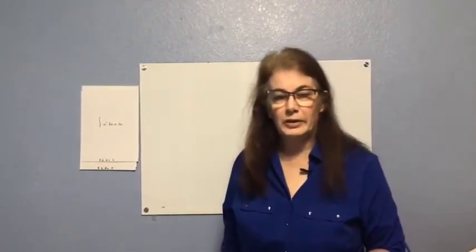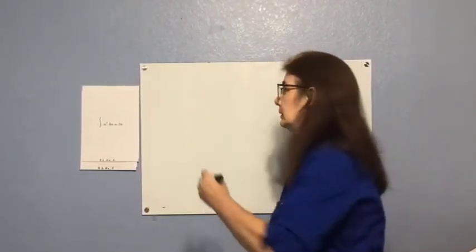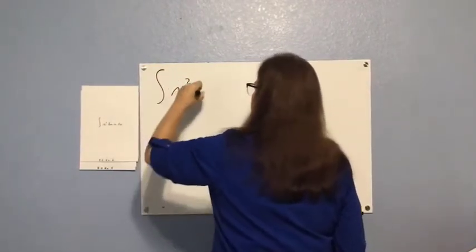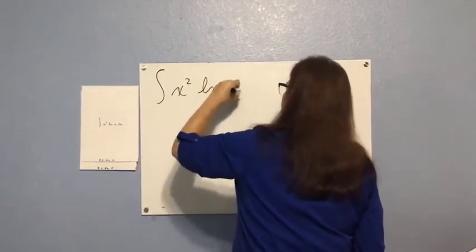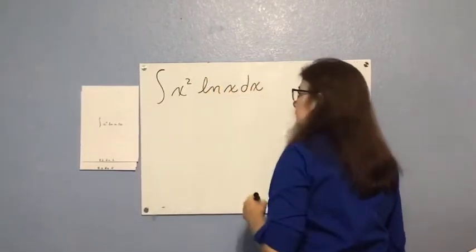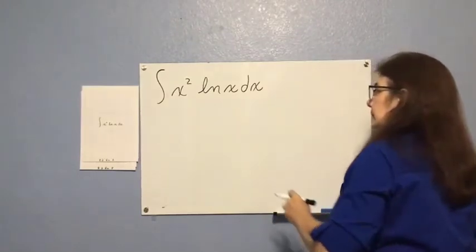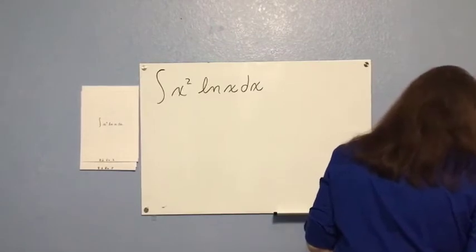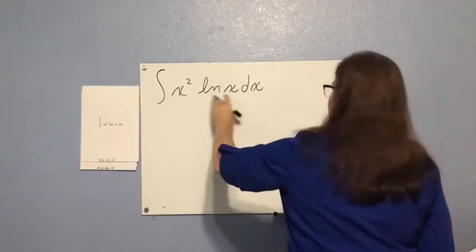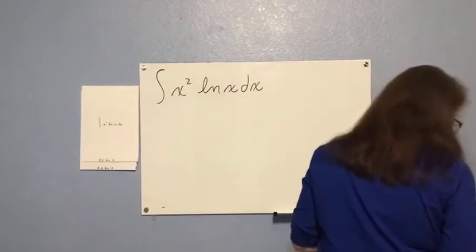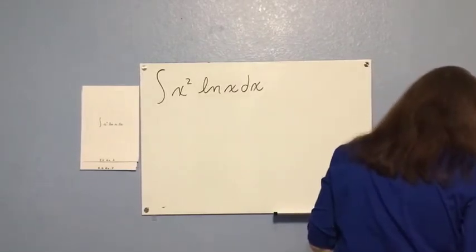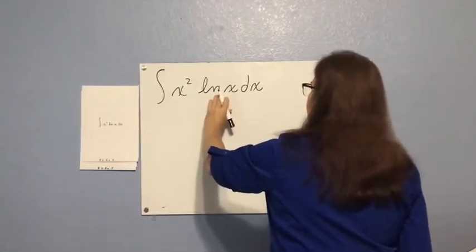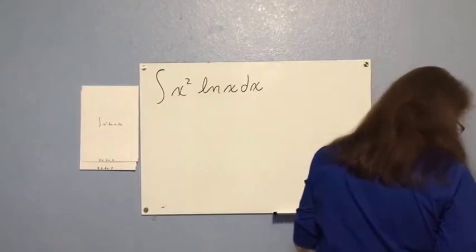Let's do another problem with integration by parts. Let's integrate x squared natural log x dx. Well, the integral of x squared is easier than the integral of natural log x. The derivative of natural log x is simpler than natural log x.